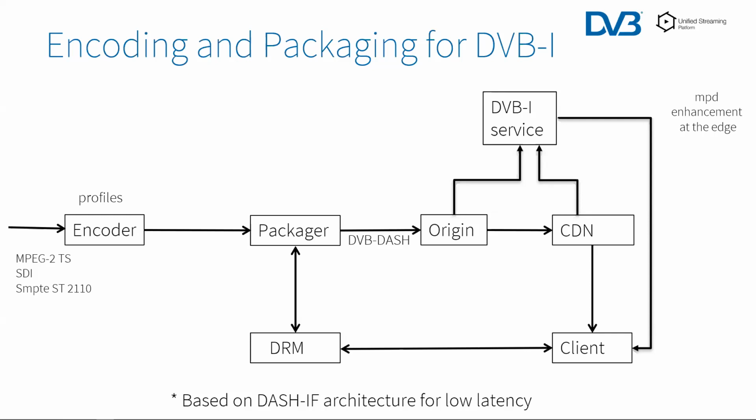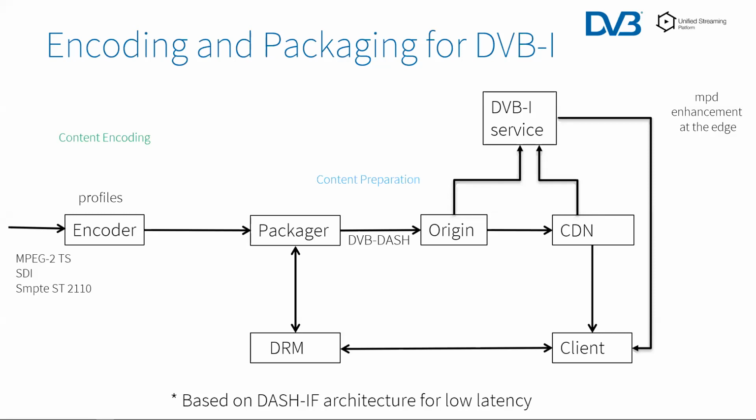And then another important aspect of the encoder is to implement the right media coding profile. So basically to have the AVC, HEVC content conforming to the right profiles as defined in DVB.